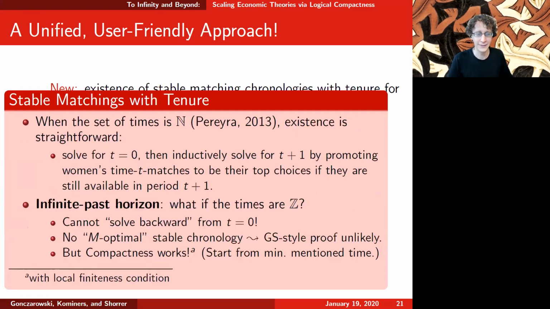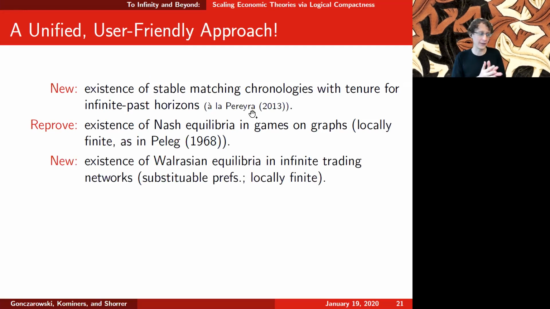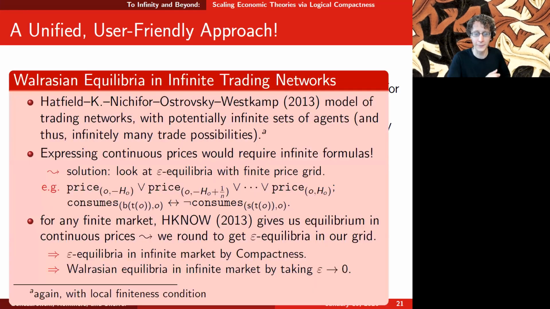So here's that. Boom. We reprove existence results for games and graphs under a local finiteness assumption, and give a similar argument for existence of Walrasian equilibria in infinite trading networks. Again, we need individual agents to see a finite area of potential traders, but the network itself can be arbitrarily large. And again, we think of this as a potentially better, limit market model.